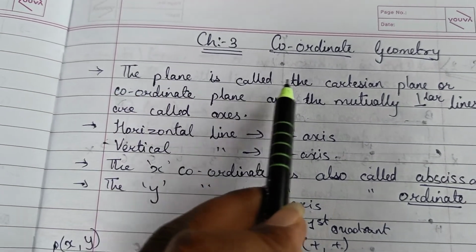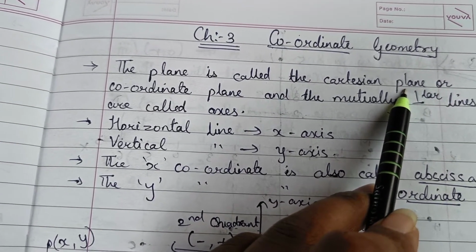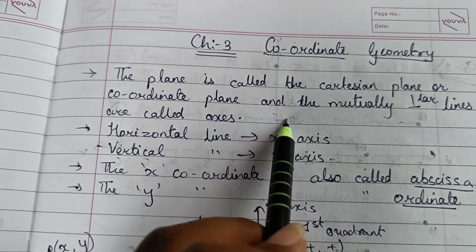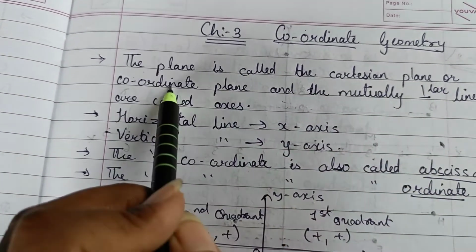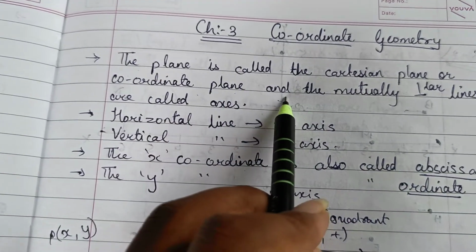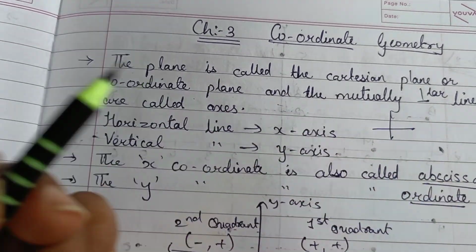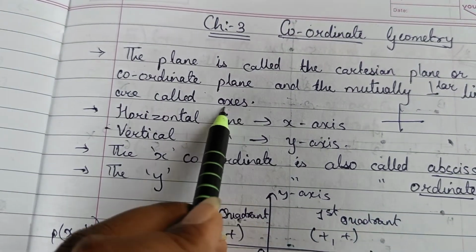The plane is called the Cartesian plane. Plane means your graph, wherever you are drawing the lines, that is x-axis and y-axis, that is your graph. So that is your plane. The plane is called the Cartesian plane or coordinate plane. You can say either Cartesian or coordinate plane. And the mutually perpendicular lines, perpendicular meaning lines which cross each other at 90 degrees, are called the axes.